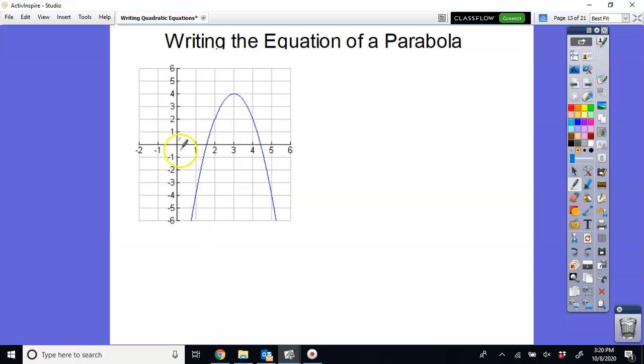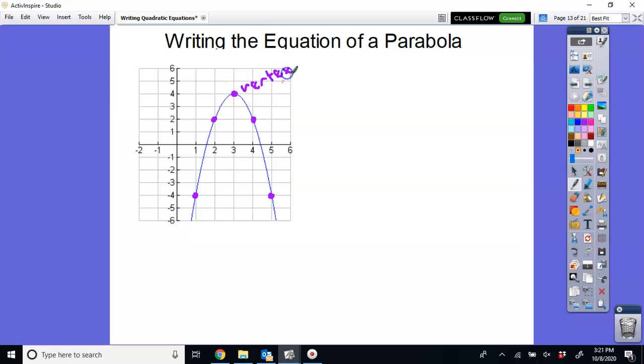Now, I've already given you this parabola. Again, next time we're going to learn how to actually graph it as well. But remember what we talked about with a parabola. Number one, just like linear equations, the parabola has points on it. And these points, just like linear equations, are solutions to the equation. They're things that make the equation true.